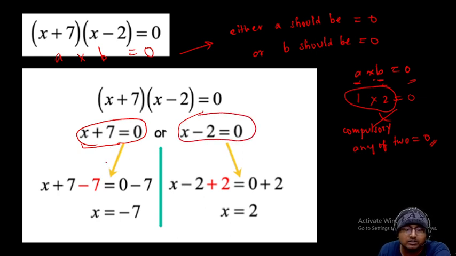If x plus 7 equals 0, what will you get? X plus 7, so subtract 7 on both sides. You will get minus 7, this 7 cancels. So x is equal to minus 7.